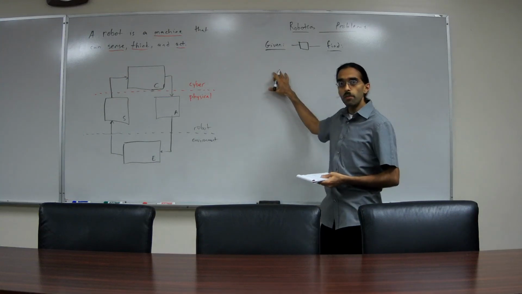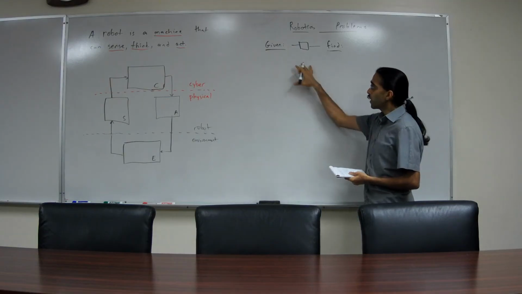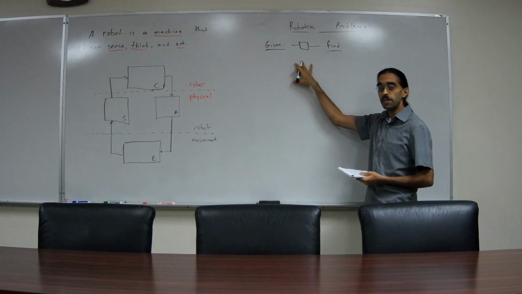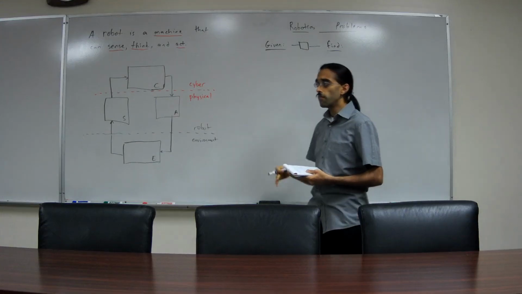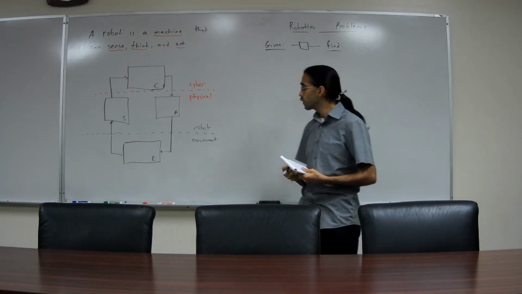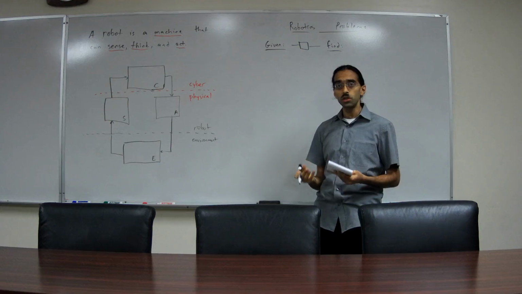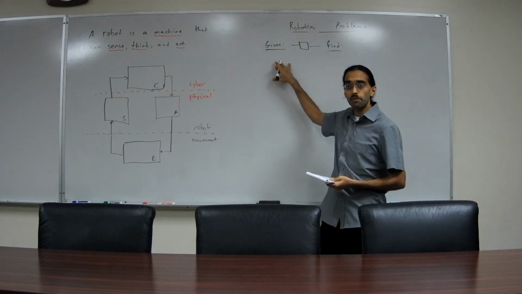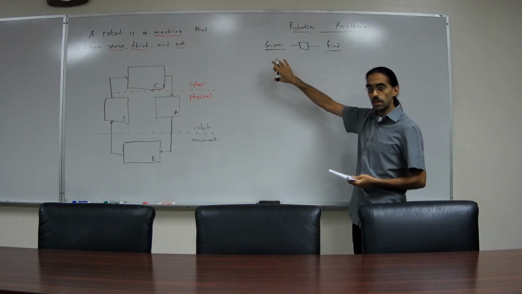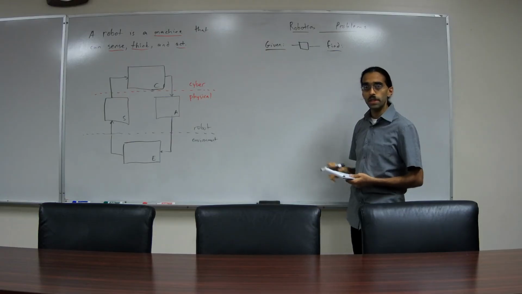So why don't you take a moment right now and think about various problems that you may consider when talking about robotics challenges. What are things that we may want robots to do that we'll need to break down into an input-output relationship?